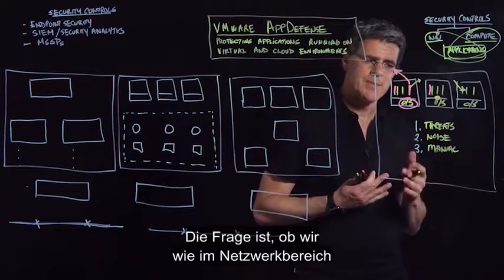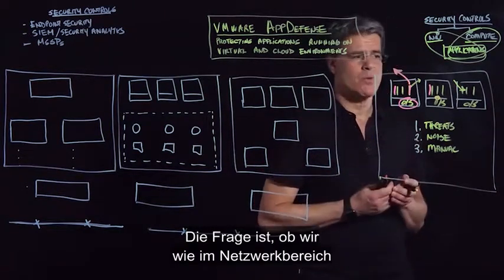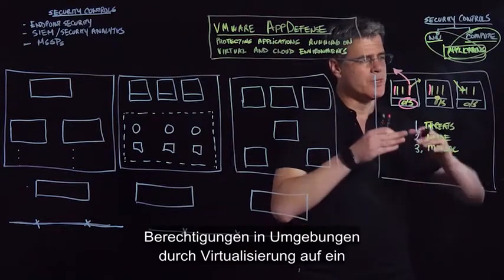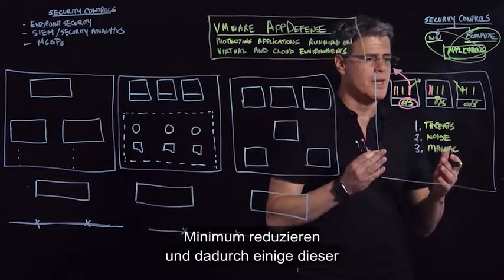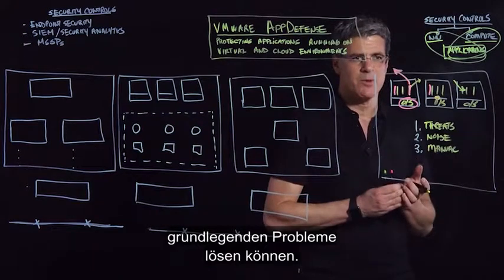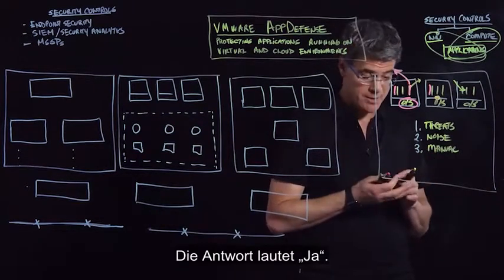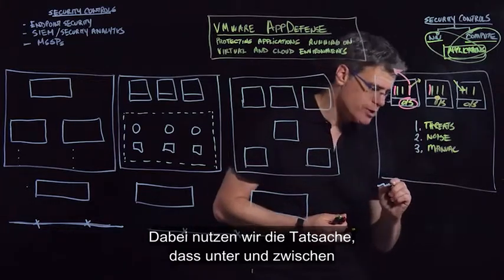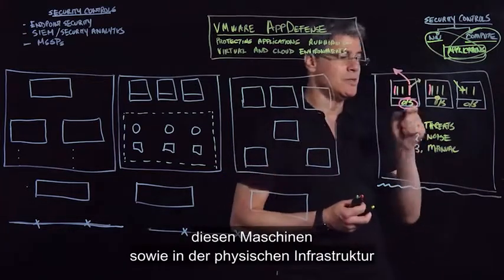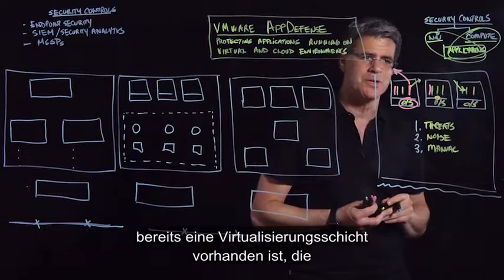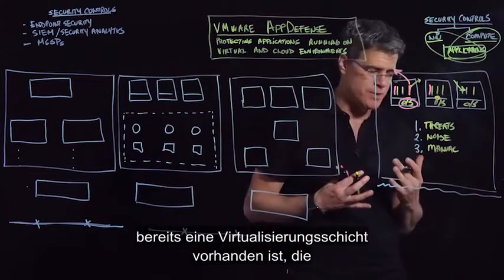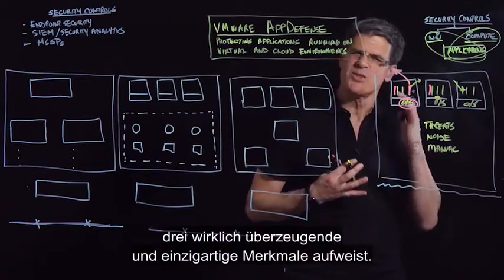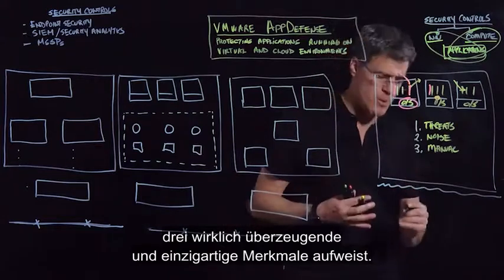So the question is, just like we did on the network, can we leverage virtualization to create a least privileged environment here and really address some of these fundamental problems? And the answer is yes, we can. And what we're really doing is leveraging the fact that under these machines, in between these machines and the physical infrastructure, we already have this virtualization layer that has three really compelling, unique properties.